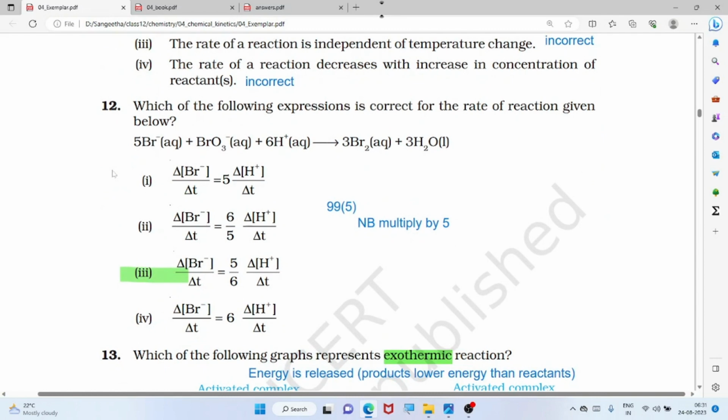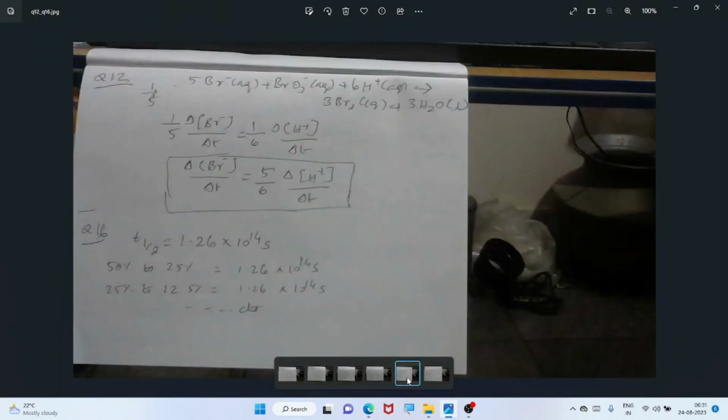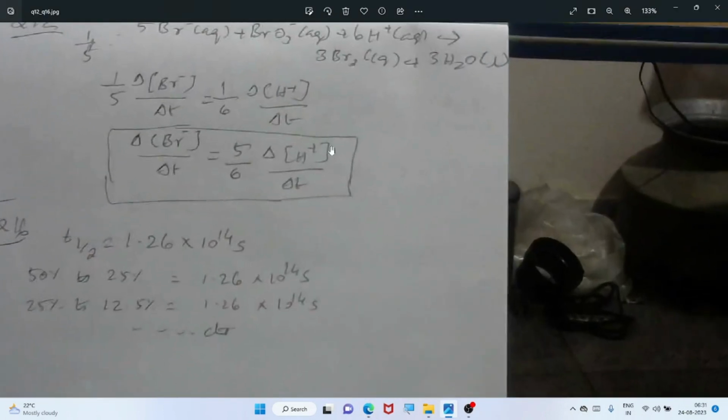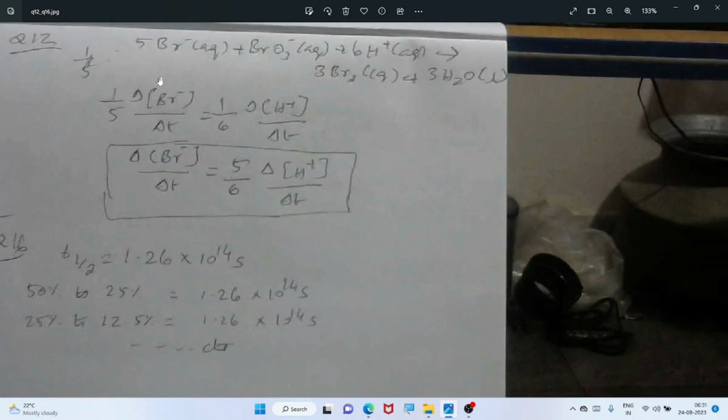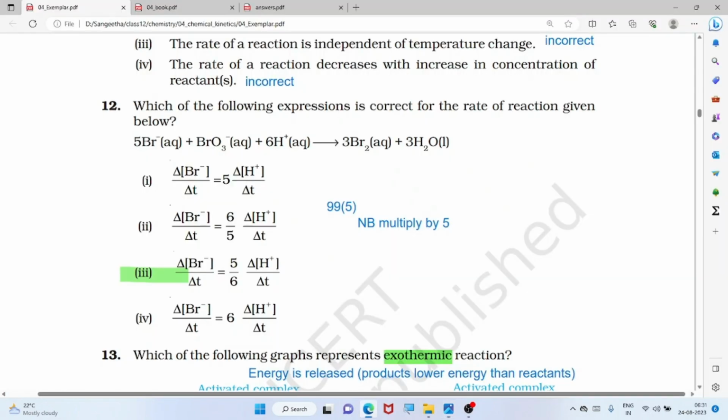Which of the following represents the correct rate of the reaction for the given reaction? See, when you write the rate of the reaction, divide by the stoichiometric coefficient. If you multiply by 5, then this 5 will cancel, and on this side 5 by 6 will come. So this is the correct answer. Okay, 5 by 6, multiply by 5.